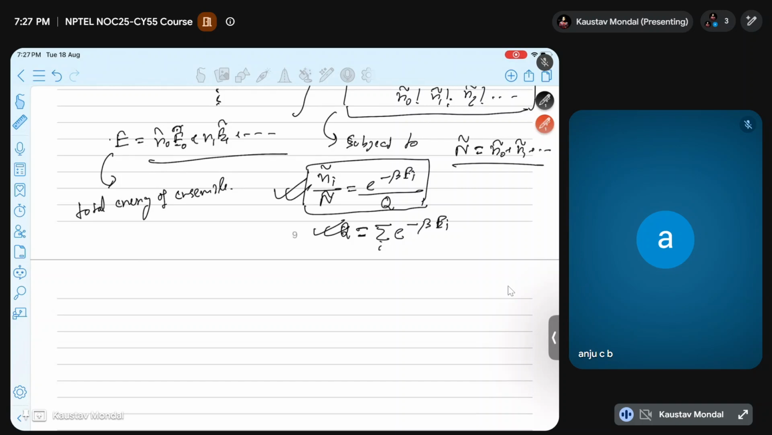So we got this partition function Q. Now we'll calculate the internal energy.